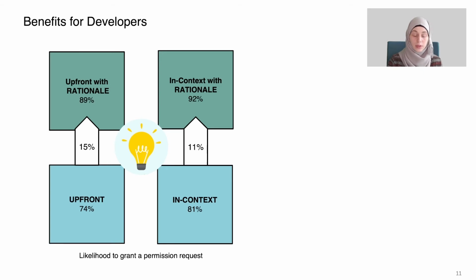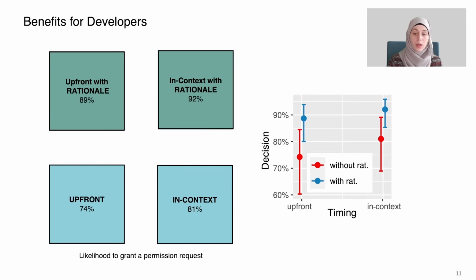We also did not find an interaction between timing and rationales, which means that both effects are purely additive. Therefore, the highest grant rate is found when the permission is requested in context with rationale.